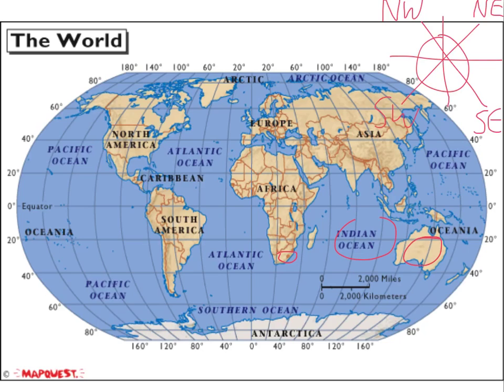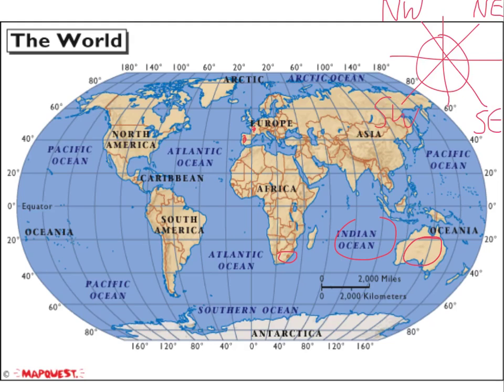We can be more exact if we go beyond the 4 cardinal directions, north, south, east, west, and talk about the 4 intermediate directions, northeast, southeast, southwest, and northwest. So, if we want to talk about the relationship between Spain, right here, and France, right here, we could say that France is to the northeast of Spain because it's to the upper right of Spain on this map.